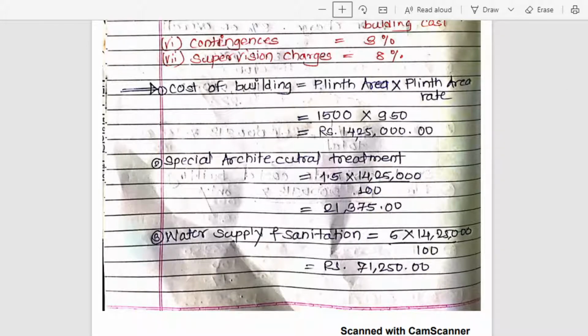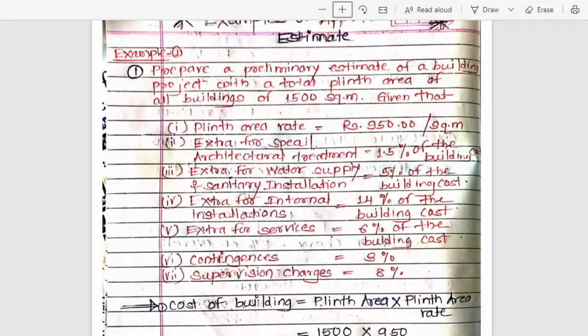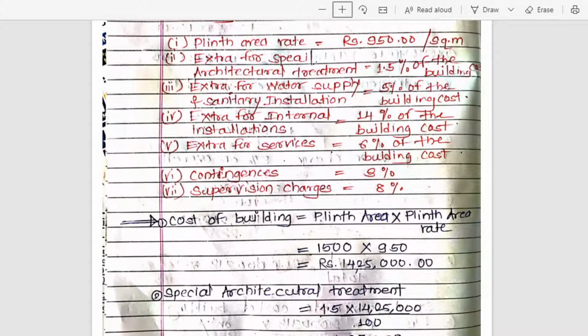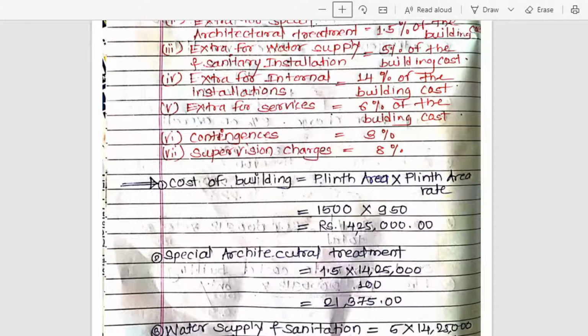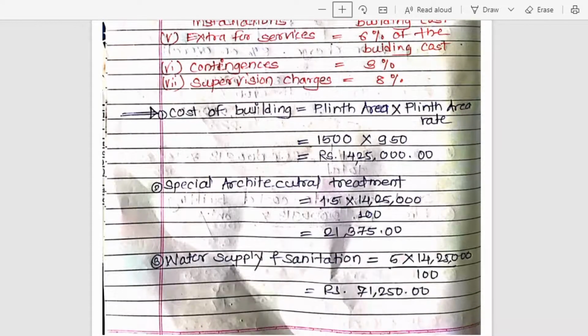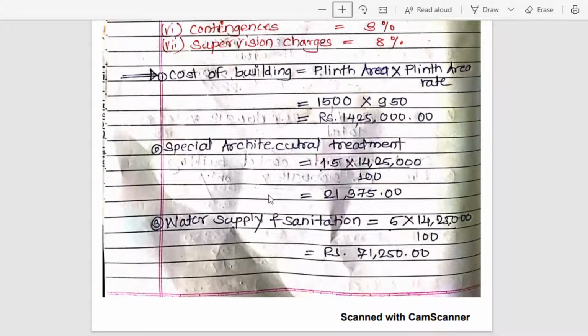Now again see here in data they have given first extra for special architectural treatment. In that building you are doing some architectural treatment and for that treatment you will require 1.5% of the total building cost. So for architectural purpose you will require 1.5% cost of the total building cost. Now you have calculated the cost of building, that is 14,25,000. Of that we will calculate the 1.5%.